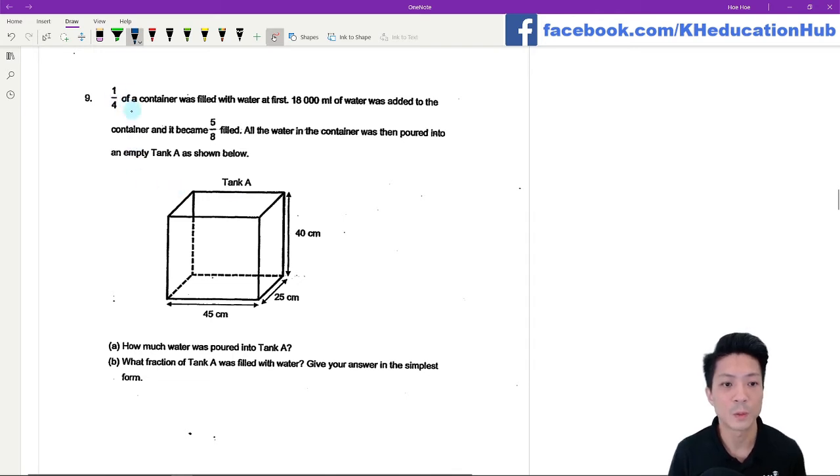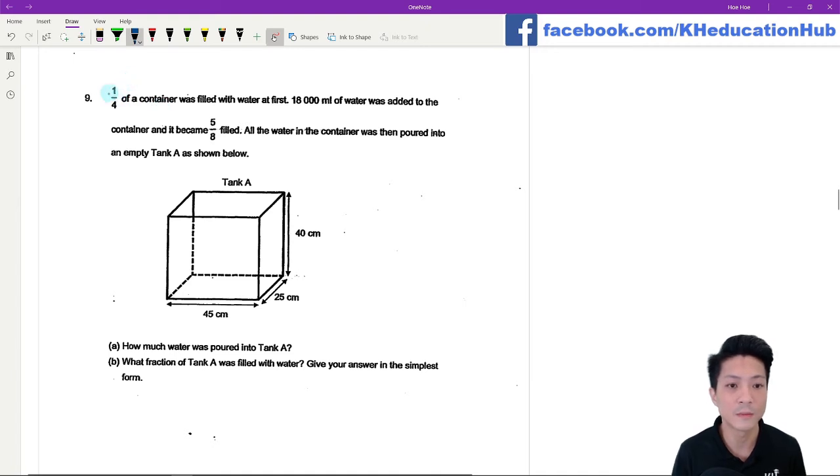Okay, move on to question 9. A quarter of a container was filled with water at first. 18,000 ml of water was added to the container and it became 5/8 filled. All the water in the container was then poured into an empty tank as shown below. So this is the tank and not the container. How much water was poured into tank A?